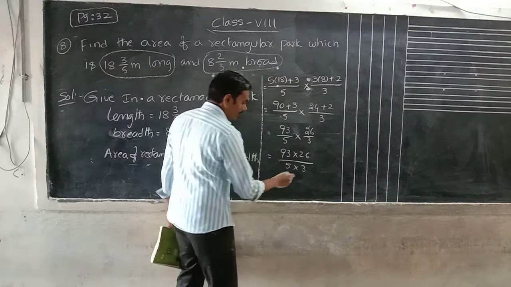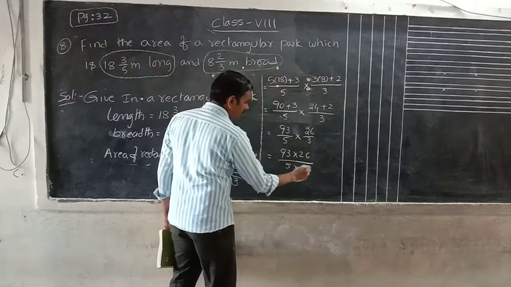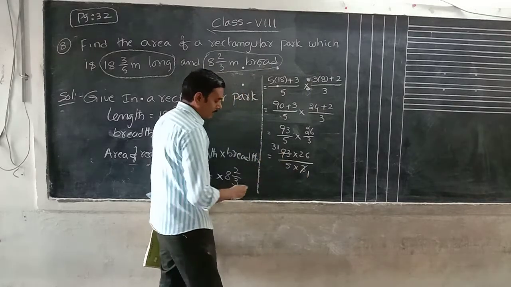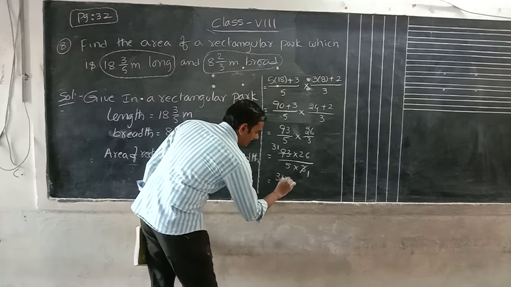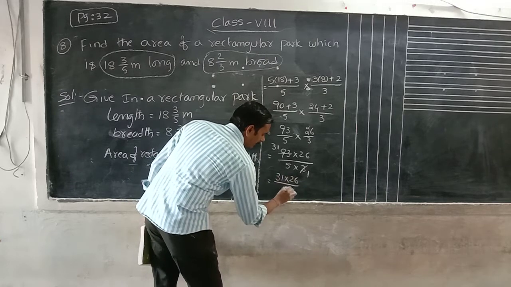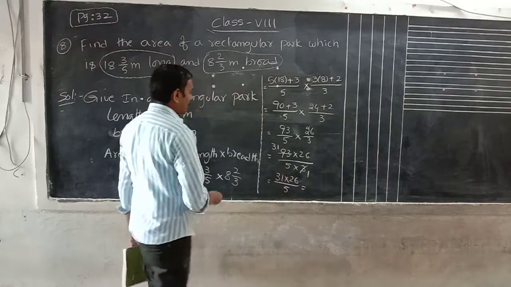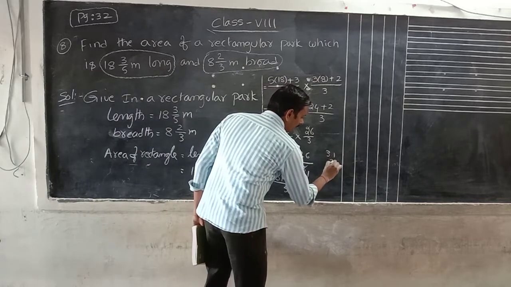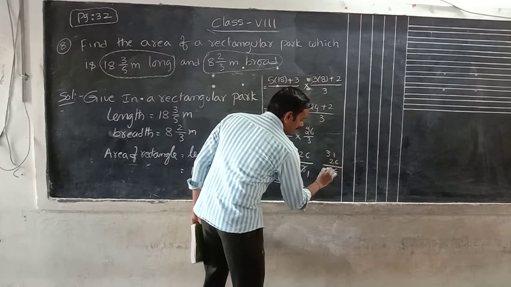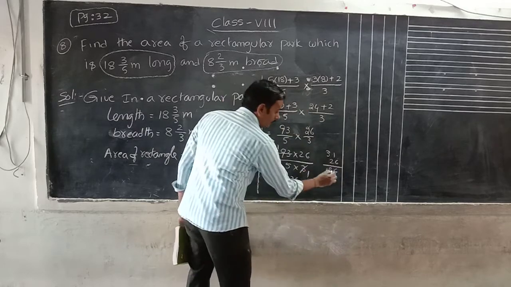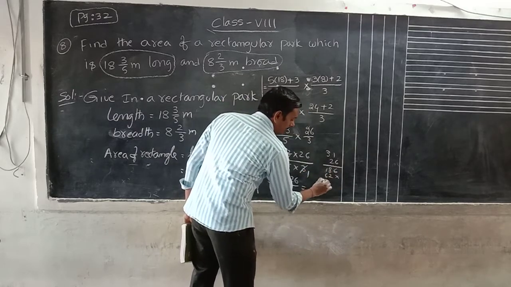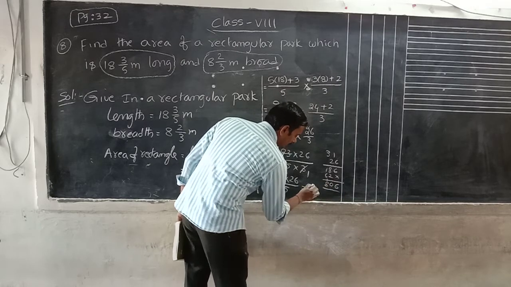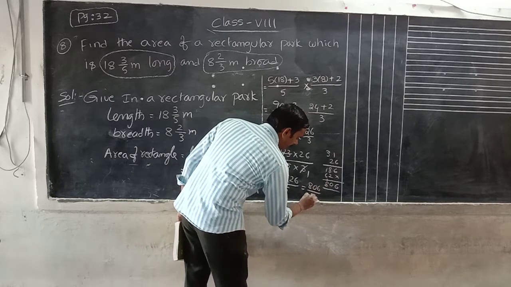Okay, now 3 1 years, 3 3 years, 3 1 years. Whatever remaining here, 31 into 26 by 5. Multiply these two. 31 into 26, how much is it? 6 1 years 6, 6 3 years 18. 2 1 years 2, 2 3 years 6. 6 10 8. 806 by 5.